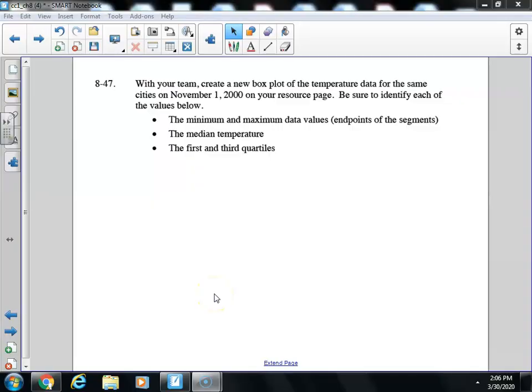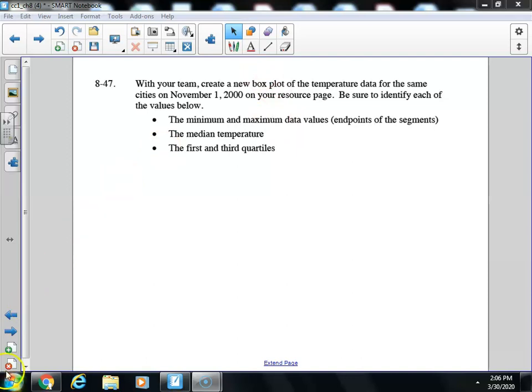All right, welcome back. Today, guys, we're going to do the second day of lesson 8.1.4, starting with core problem 47. So yesterday we did a box plot for the data for those cities from 1975. So if you guys were a little bit unsure yesterday about how to create one, we're going to do the same thing. We're going to review, create a box plot, but now with the data from the year 2000.